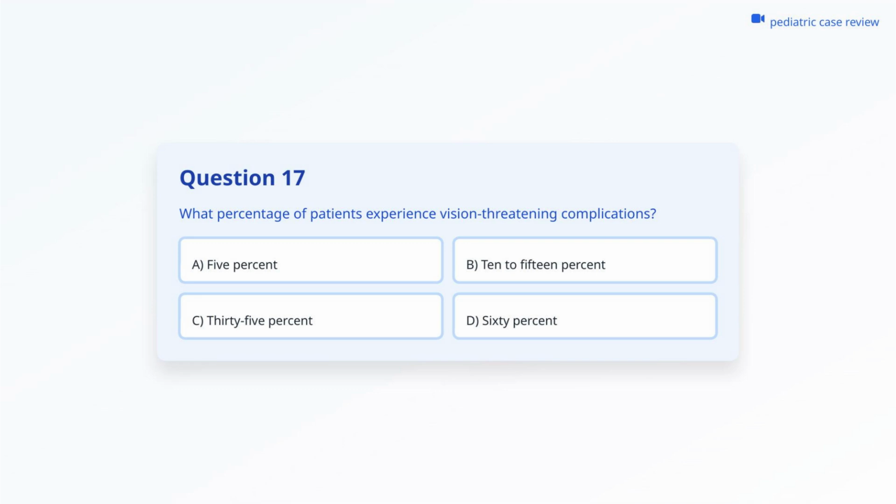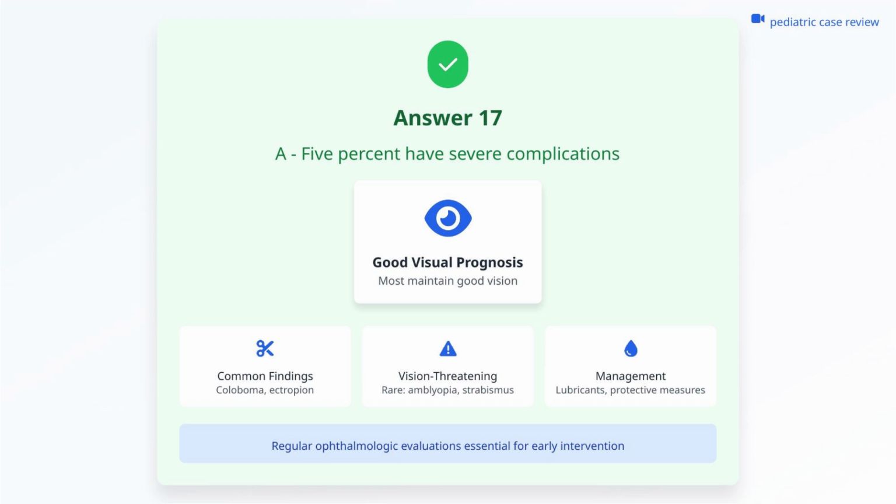Question 17. What percentage of patients experience vision-threatening complications? Option A, 5%. Option B, 10 to 15%. Option C, 35%. Option D, 60%. Consider the frequency of serious ophthalmologic complications in Treacher Collins syndrome. The correct answer is A.